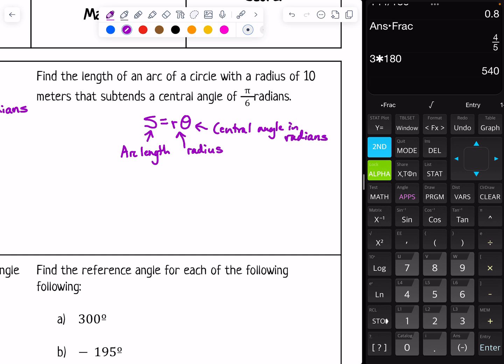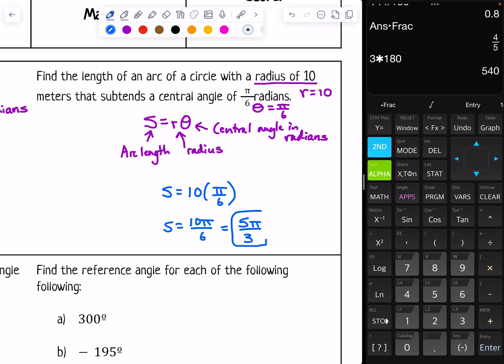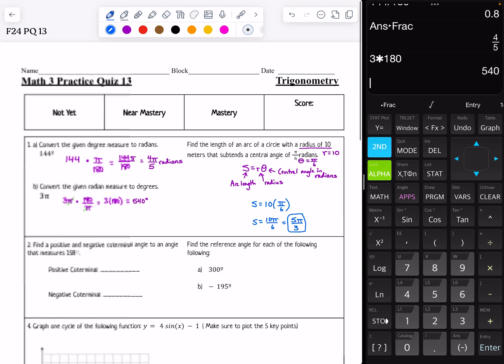So it says find the length of an arc of a circle with a radius of 10, so that's our radius, and that subtends a central angle of pi over 6, so that is the theta that they've given us. So all you have to do is plug those in. So S equals 10 times pi over 6, and then just reduce that. So we have 10 pi over 6. We can divide those by 2, and we would get 5 pi over 3 for the arc length. And that's it for number 1.